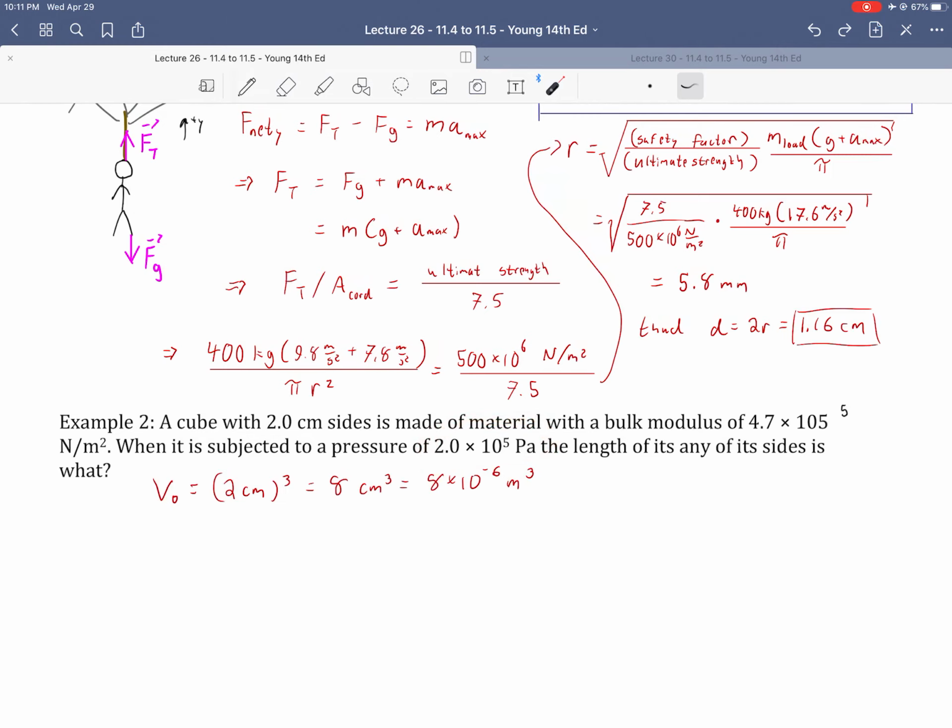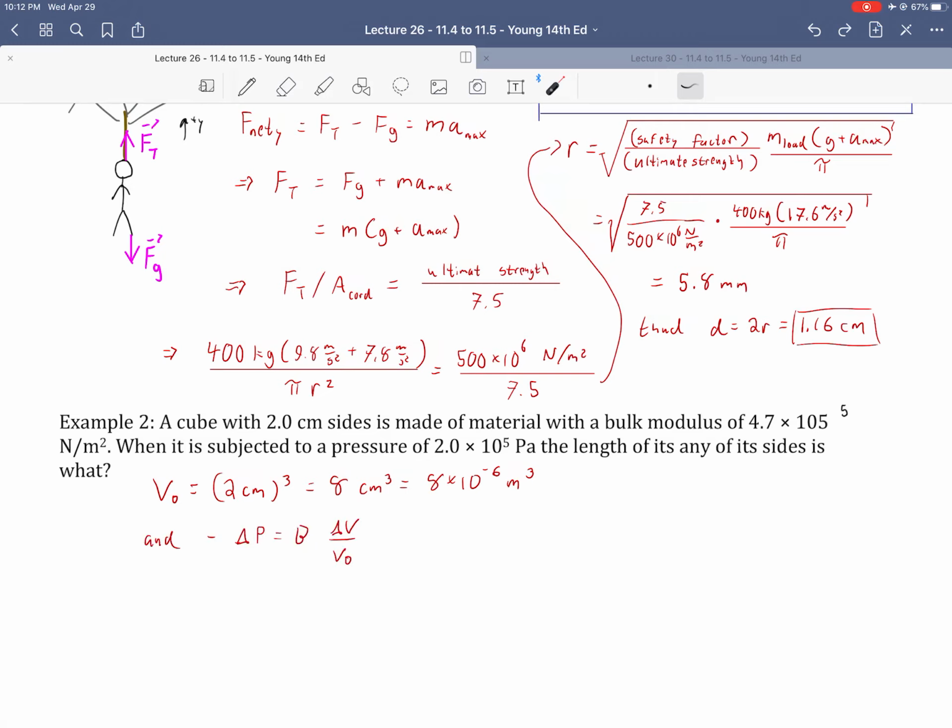Okay, so let's find the initial volume. So V naught is just 2 centimeters cubed, which is 8 centimeters cubed. I want to go ahead and convert this to cubic meters because our bulk modulus is given in terms of meters, right? So I decided to go ahead and convert the volume over. The important thing to remember is there's 1 million cubic centimeters per cubic meter. So if I want to convert from 8 cubic centimeters to cubic meters, I'm just going to divide by 1,000,000.